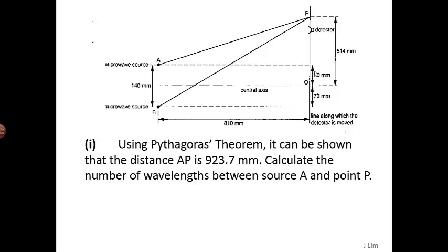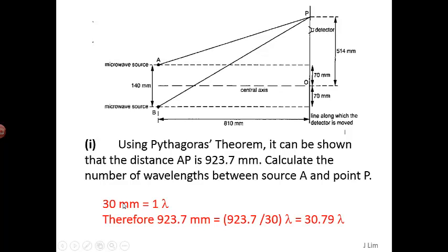Using Pythagoras theorem, it can be shown that the distance AP from A to P is 923.7 millimeters. Calculate the number of wavelengths between source A and P. So we are given that 30 millimeters corresponds to one wavelength. Therefore, 923.7 millimeters will correspond to 30.79 wavelengths.